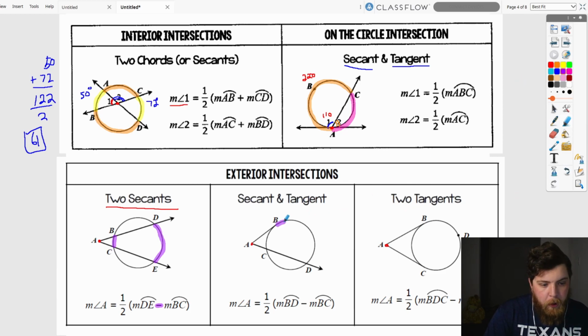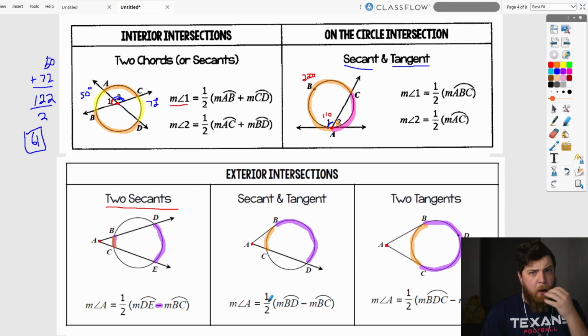You take the bigger arc and you subtract the smaller arc. Right, say that one there. And then same thing here, right? We would take the bigger arc and subtract the smaller arc. And then multiply it by 1/2 or divide by 2, however you want to think about doing that. But that's when it intersects on the outside.